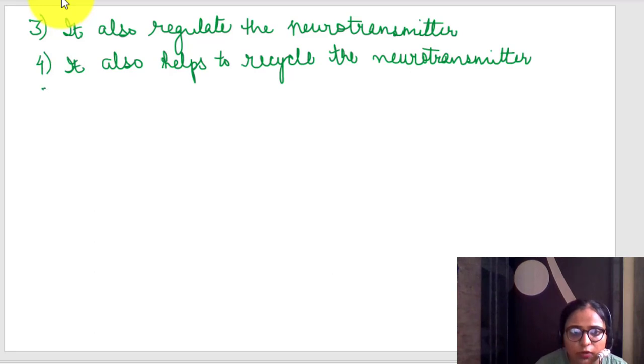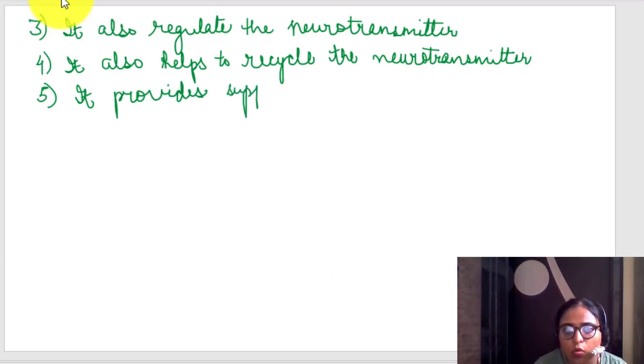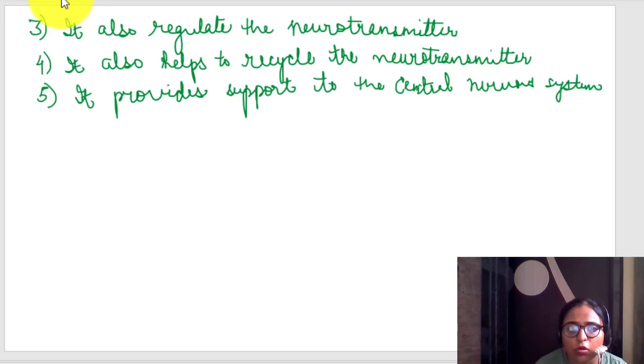And fifth and last function of the astrocyte, which is common for all the neuroglial cells, is it provides support to the central nervous system neurons, right? It provides a support to the neurons by sending its processes to the cell bodies. You know that. Fine. So with this, our astrocytes complete.